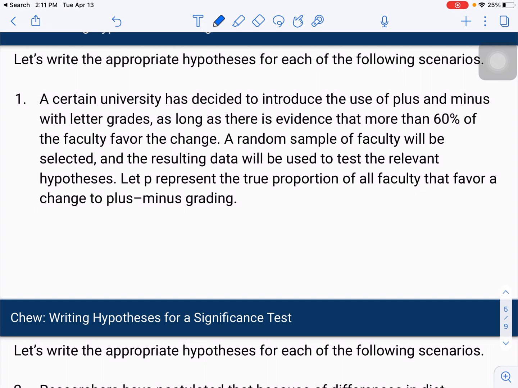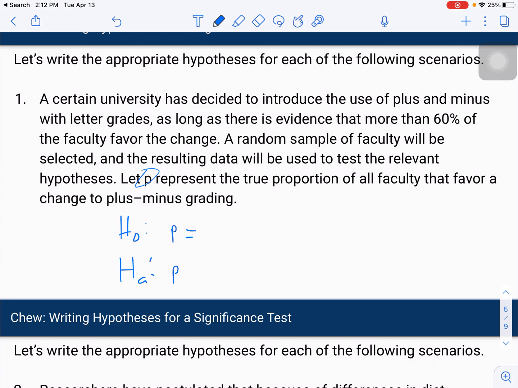If you want to take a sec here to pause the video and try to write your hypotheses, please do so. All right, so I'll go through the answer. When I am writing hypotheses, I always start with a null and an alternative hypothesis. Notice we're told to use P. We're talking about a proportion here, the proportion of faculty that favor this change. So both of these hypotheses are going to start with a P, my population proportion.